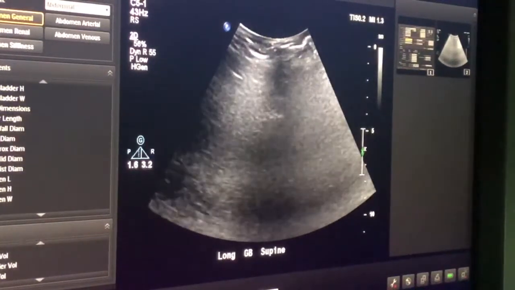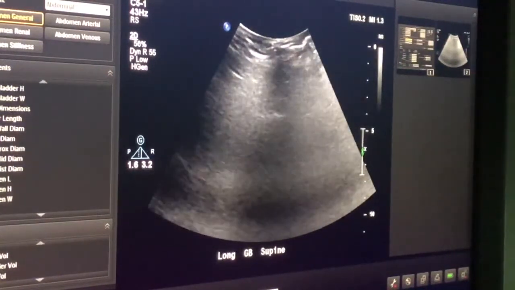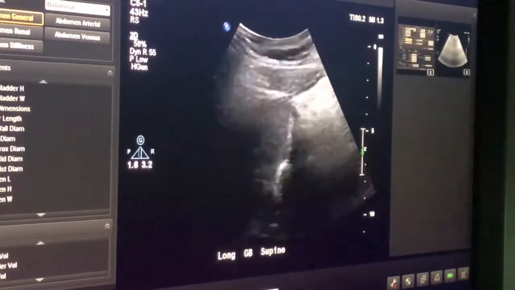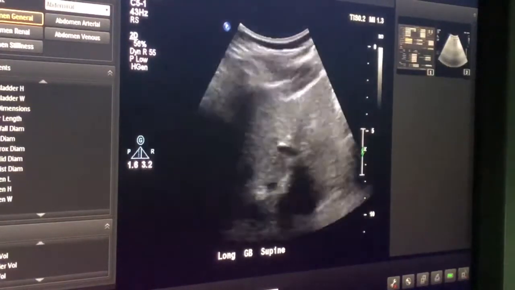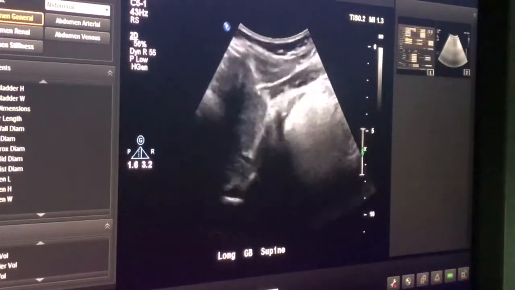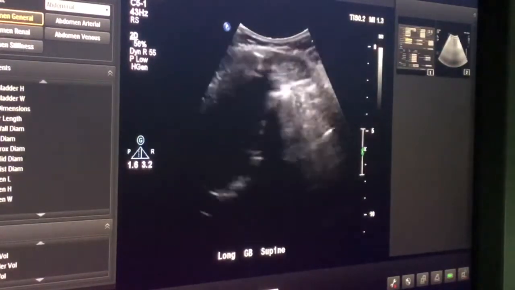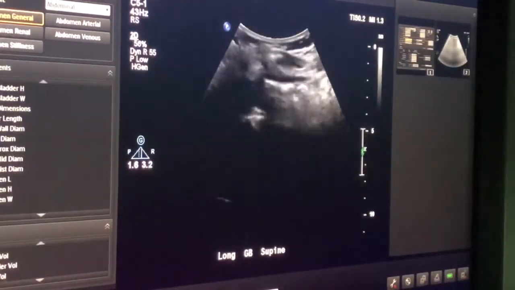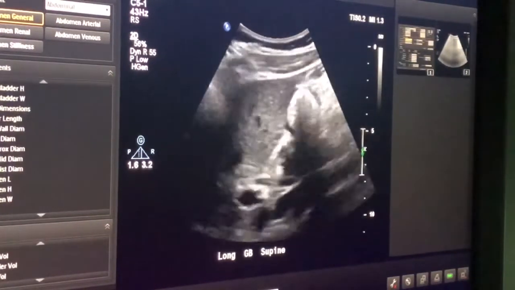Name is Rachel. Today I will be doing an ultrasound demonstration of the gallbladder. I'm going to start with my patient supine, and I'm going to sweep through the gallbladder in the sagittal and transverse planes. I'm going to have the patient take a deep breath in and hold to help aid my visualization. Breath in, thank you.